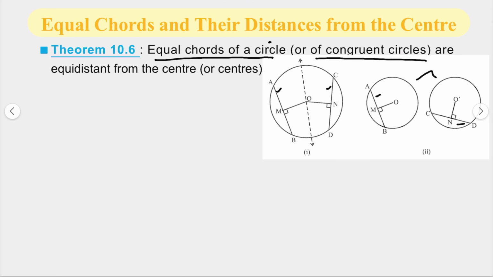So we can have both cases, that means two chords in the same circle, or two congruent circles having equal chords. In both cases, if chords are equal, then they will be equidistant from the center or centers. That's what this theorem says: equal chords of a circle or of congruent circles are equidistant. Equidistant means equal distance.